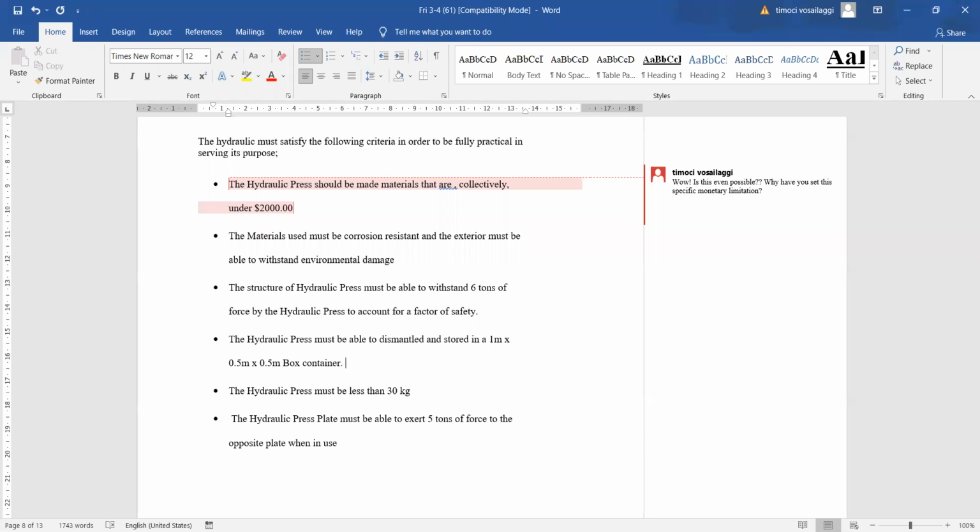Okay, so then you may want to mention that in your design problem statement, that the builders only have this much volume to work with, so we have to design it to be dismantled and fit inside that volume.